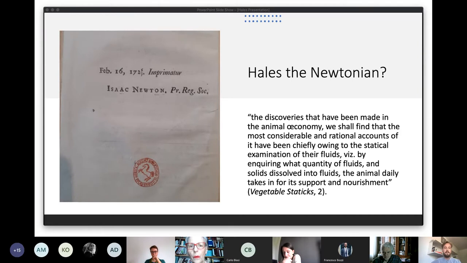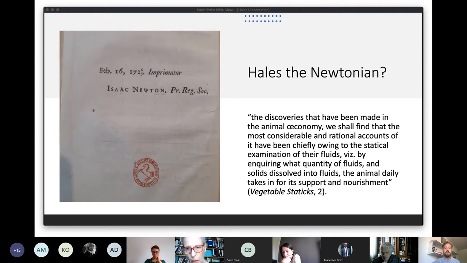Keill's main contribution, his 1718 Medicina Statica Britannica, focused almost exclusively on human ingestion and excretion, but Hales realized that he could analogically apply its method to the largely imperceptible workings of vegetables. As Hales put it, when it comes to the discoveries that have been made in the animal economy, we shall find the most considerable and rational account of it has been chiefly owing to the statical examination of their fluids, that is, by inquiry what quantity of fluids and solids dissolved into fluids the animal daily takes in for its support and nourishment. By transferring Keill's method of fluid intake and excretion to vegetables, Hales could establish once and for all whether or not sap circulated.